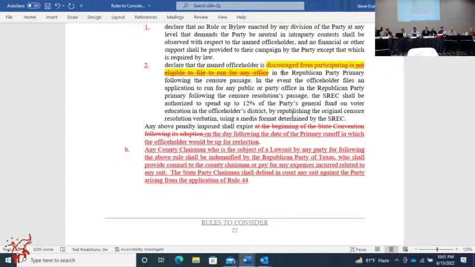if we're going to assert ourselves as an autonomous body, we need to stick with that and decide if the person has been censured in accordance with the terms of this provision, then we can say, no, you're not a voter. Chair recognizes Josh Flynn to speak for.